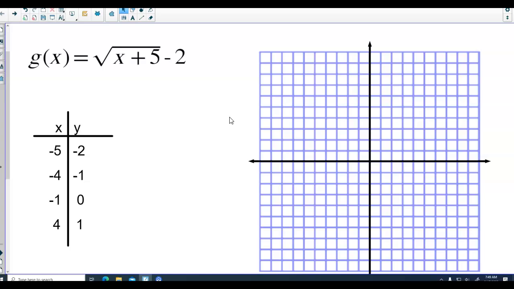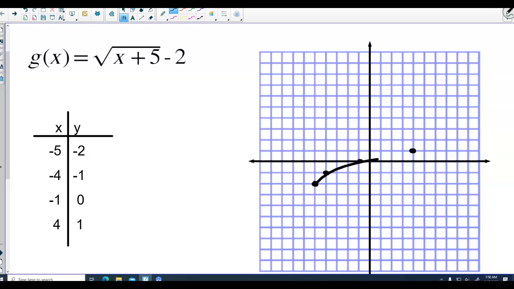And I want to graph those points. Now, -5, down 2. -4, -1. -1, 0. And 4, 1 is my graph.